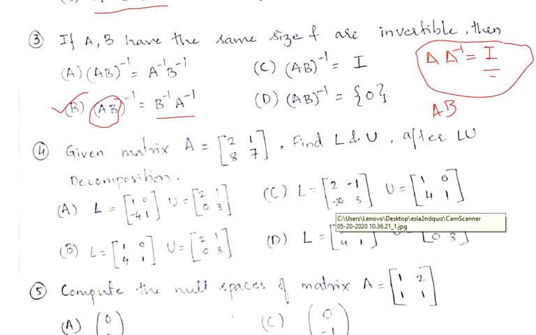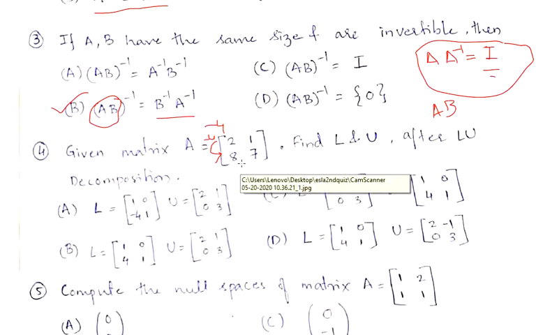Fourth question is, given matrix A is equal to 2, 1, 8, 7, a small simple matrix is given, find LU. He has asked to find out the LU factors of the matrix A. So how to do this? Just perform a row operation. What to do? I will multiply minus 4 with row 1 and then add it to second row.